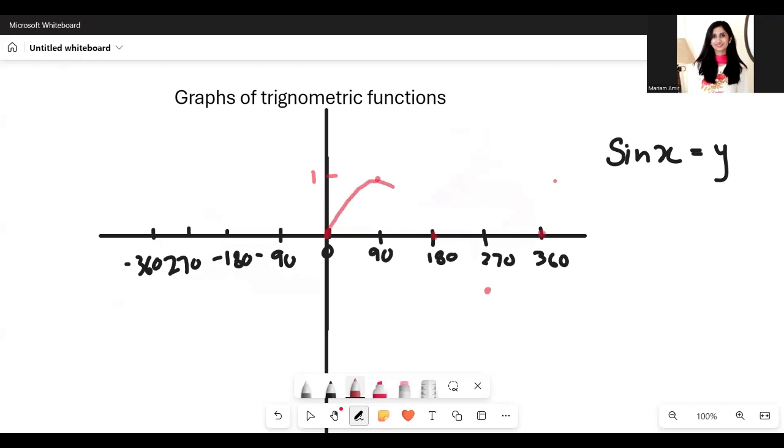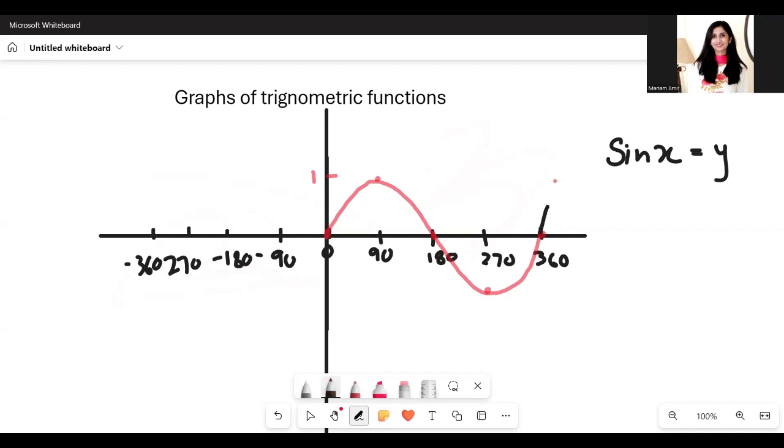So if you join these points using a smooth curve, you get a graph like this. And this is the graph of sine x. Now, sine x, cos x, tan x, they're all repetitive functions. They repeat themselves after a certain value. So if you remember, we've already talked about the periodicity of the sine function, and it is 360 degrees or 2 pi in radians. So after every 360 degrees, the graph will repeat itself.